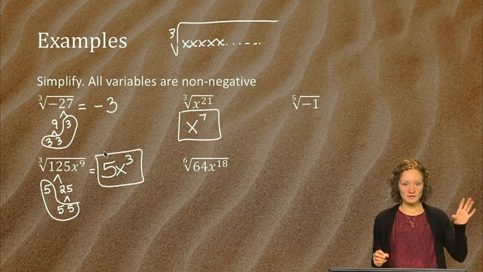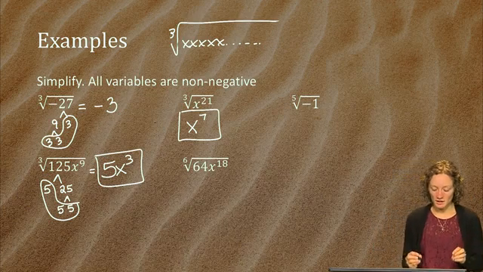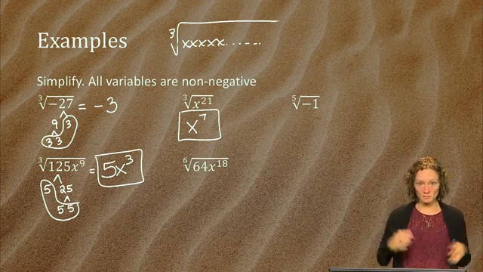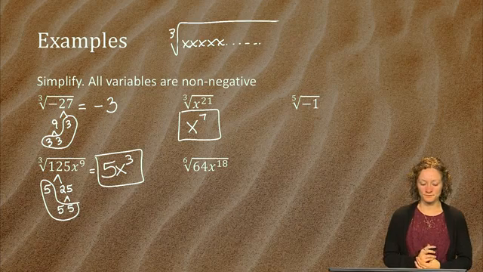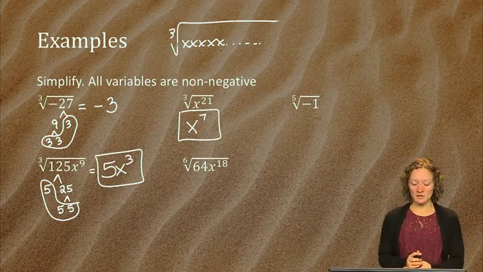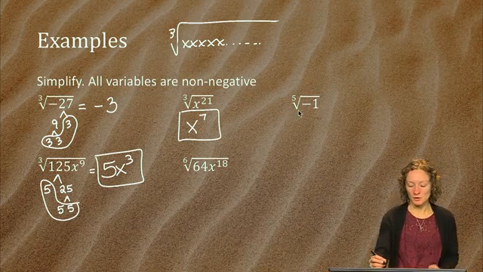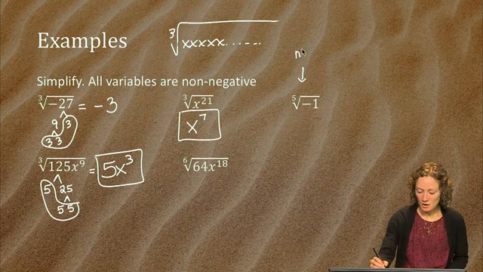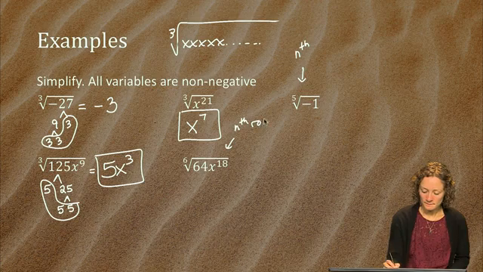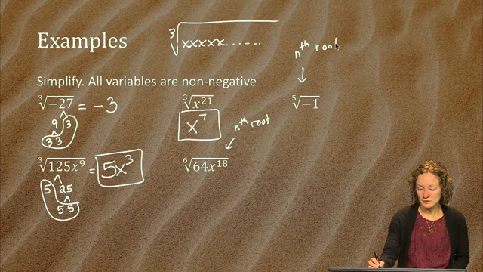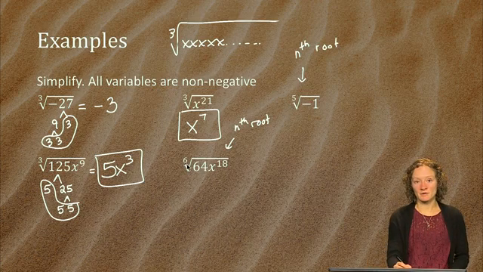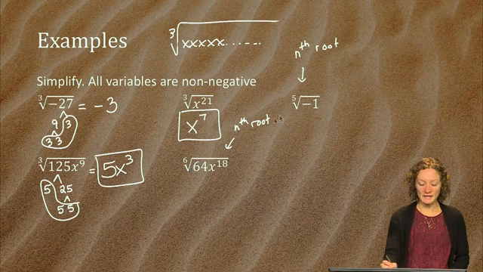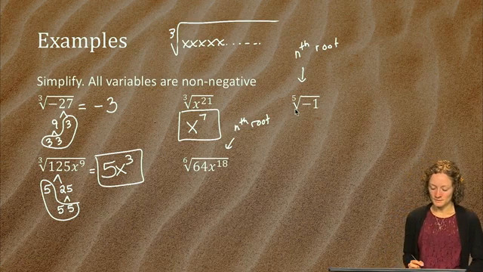So 5 cubed gives you 125, and x cubed, quantity cubed, gives you x to the 9th. And then the same idea carries forward to an nth root. So these two are examples of nth root problems. It just means a different number than 2 or 3. Anything else counts as an nth root.